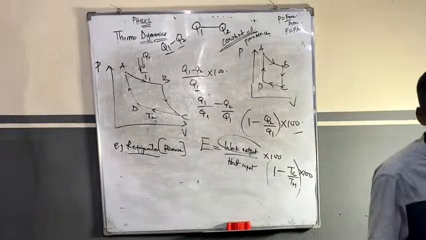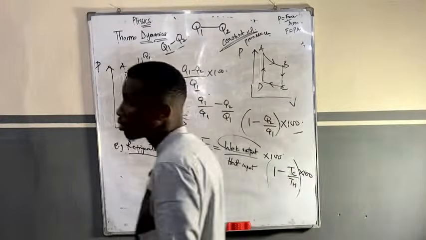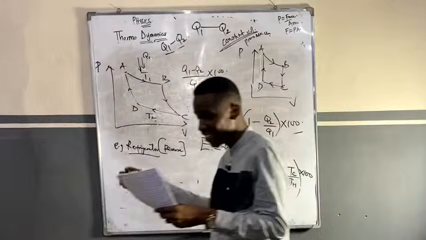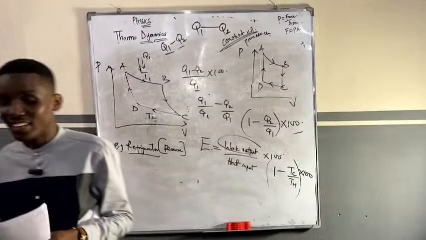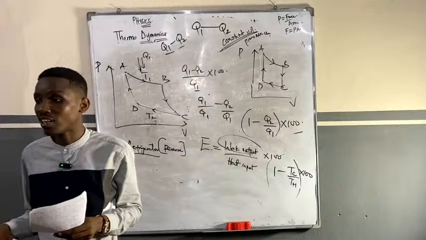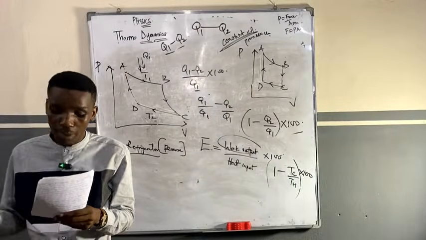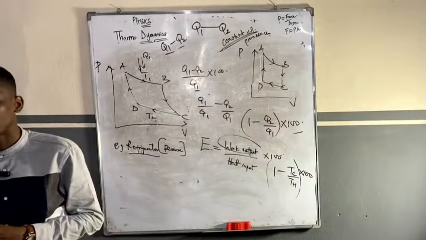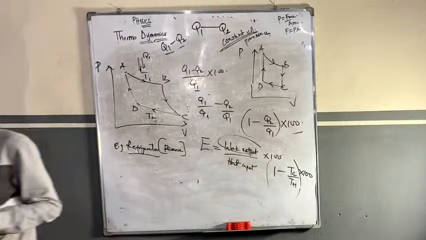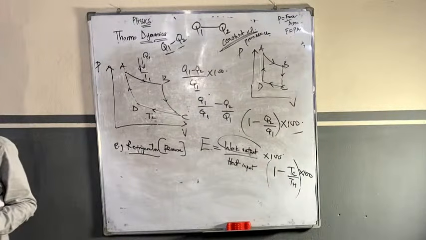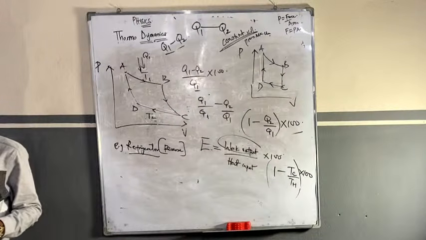Efficiency or performance. Temperature reservoirs 450 K and 900 Kelvin. Are we together? 450 and 900, are we together? Calculate performance. How do we calculate? What's your answer? 50. That's 1 minus 450 over 900.